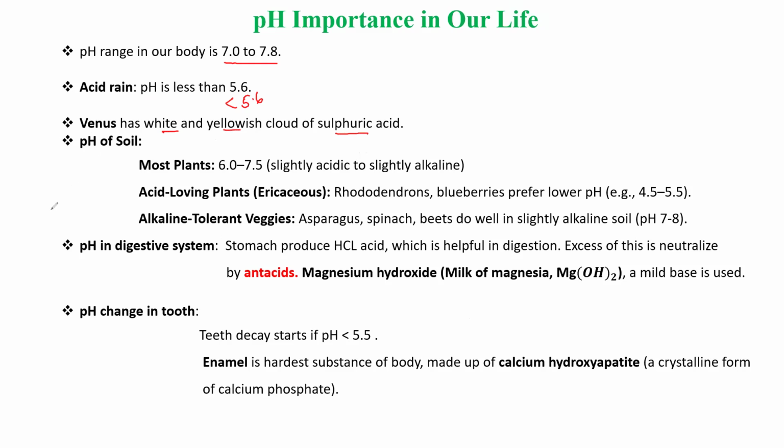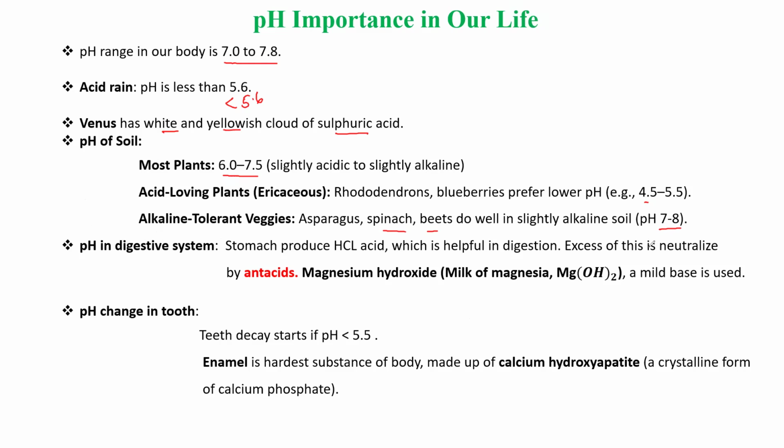Whereas the pH of the soil is very important for agriculture when we are talking about different plants. Most plants have a range of 6 to 7.5, so it is from acidic to slightly alkaline. Some plants are acid-loving plants, and in that case, the pH value is 4.5 to 5.5. Some examples are blueberries, which are acidic in nature and require slightly more acidic soil. Whereas some alkaline-tolerant veggies are available, like spinach and beets; they require alkaline soil, with a pH of 7 to 8.